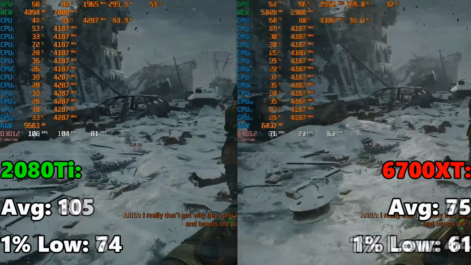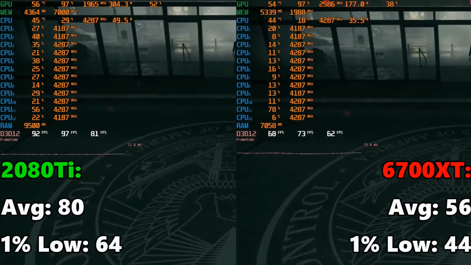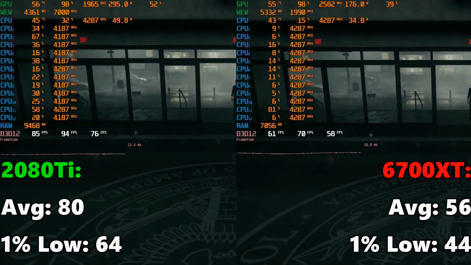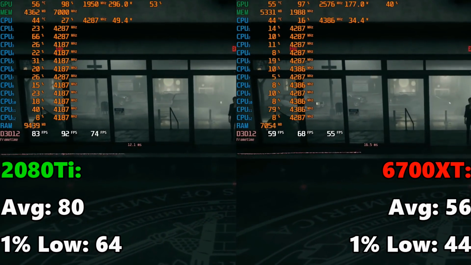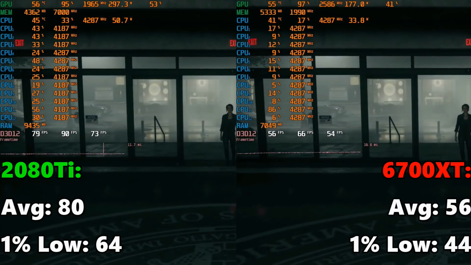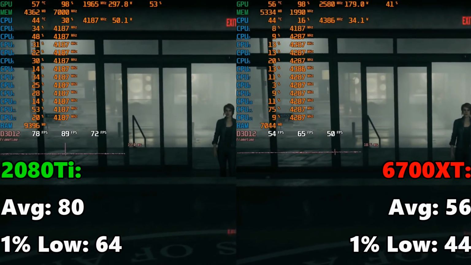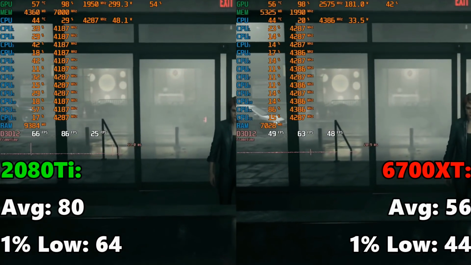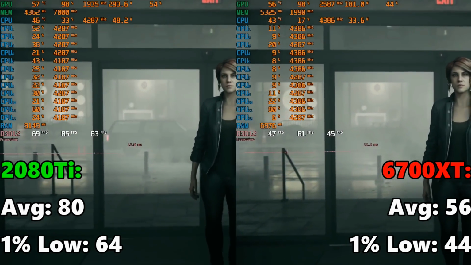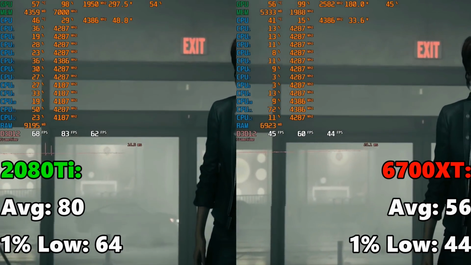The next game I tested is Control. And Control on the RTX 2080 Ti comes in with 80 FPS on average and 64 FPS on the 1% low, with the 6700 XT coming in at 56 FPS on average and 44 FPS on the 1% low.